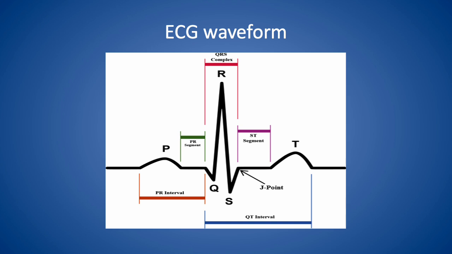And typically this interval, if it's prolonged, is associated with certain types of arrhythmias, especially if it gets too long, where you have something called an R on T phenomenon. And we'll talk a little bit more about that.